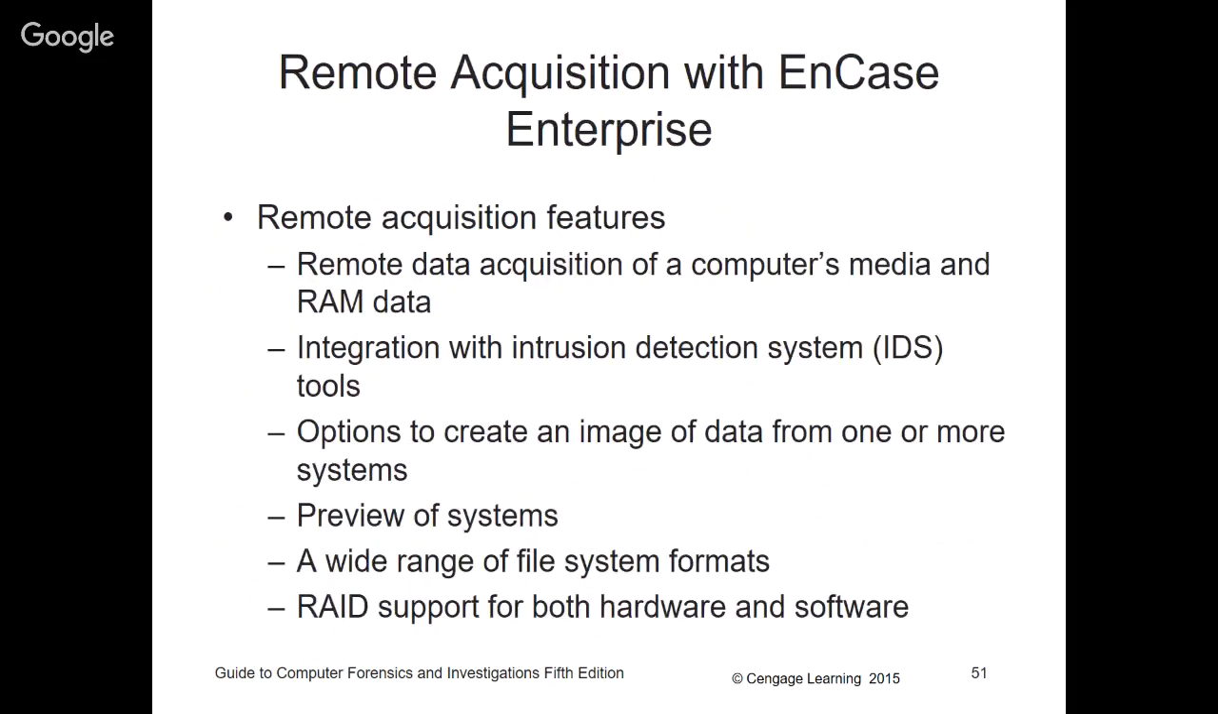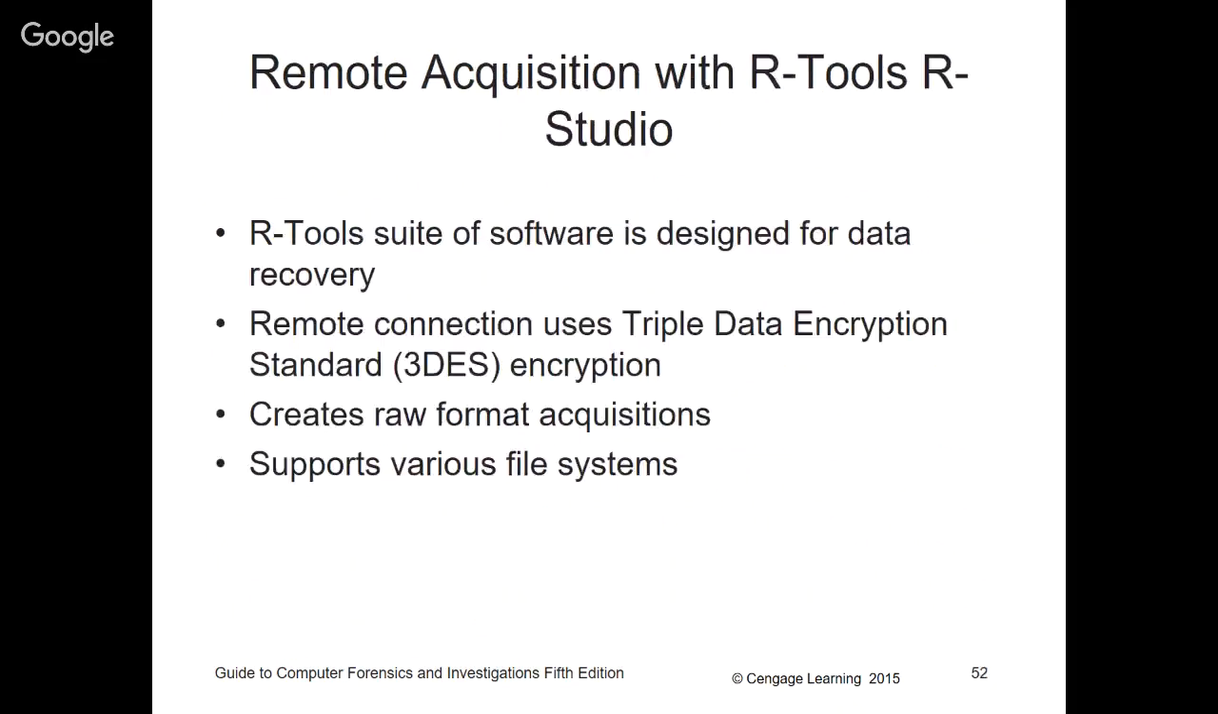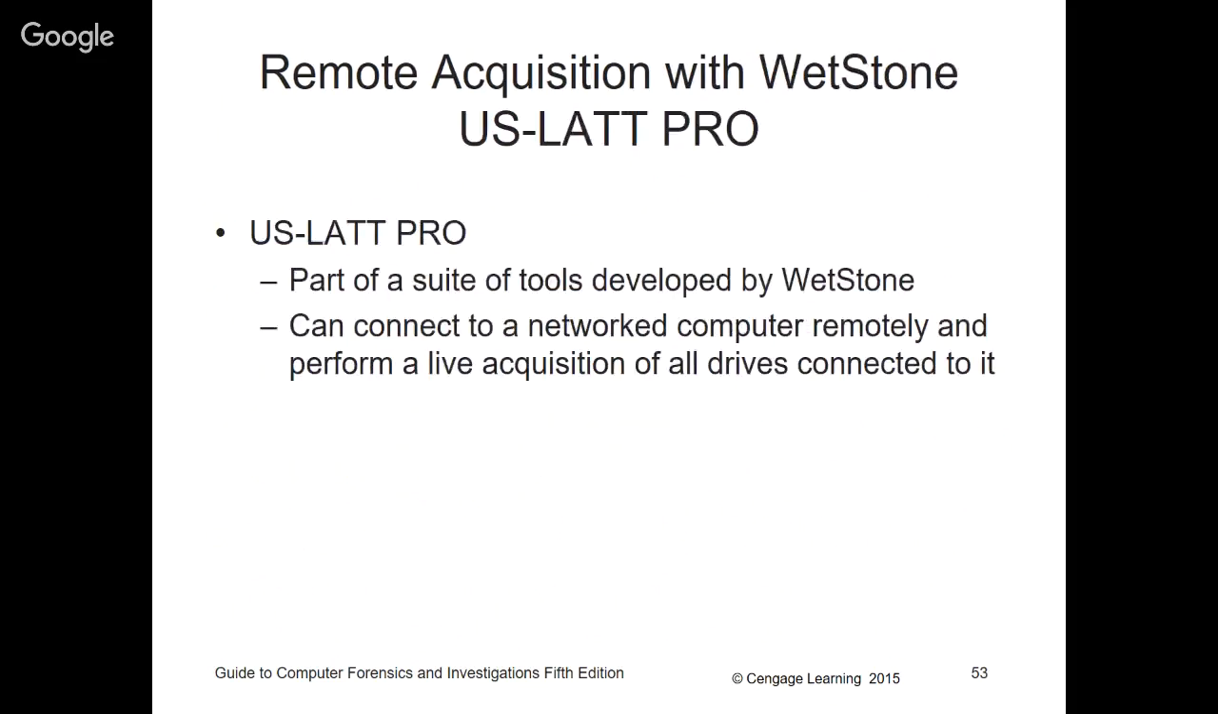EnCase shows that we have remote data acquisition of a computer's media and RAM with intrusion detection system tools, options to create an image for one or more systems, previews of those systems, a wide range of system formats, and RAID support for both hardware and software. R-Tools is designed for data recovery, uses triple data encryption or 3DES encryption, raw format acquisitions, and supports various file systems.